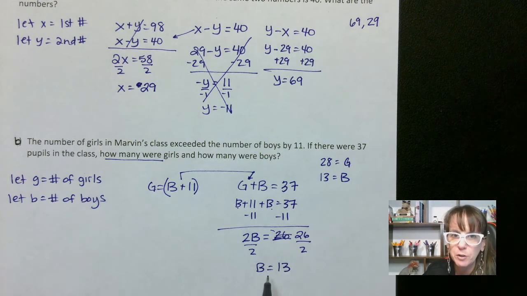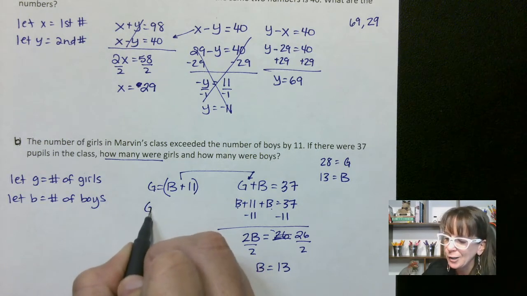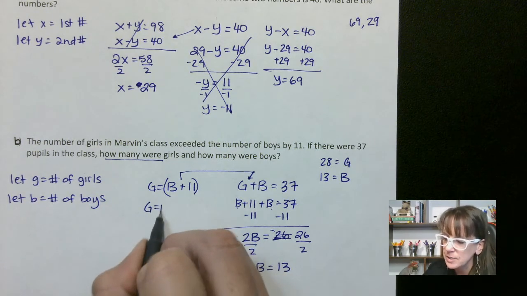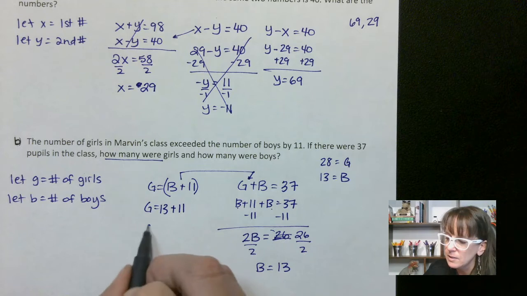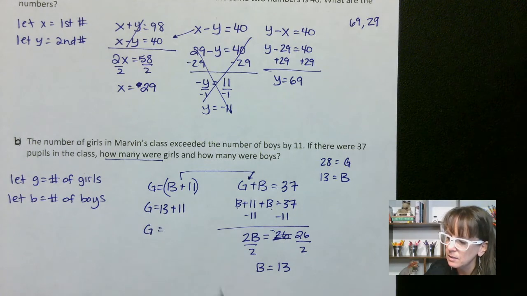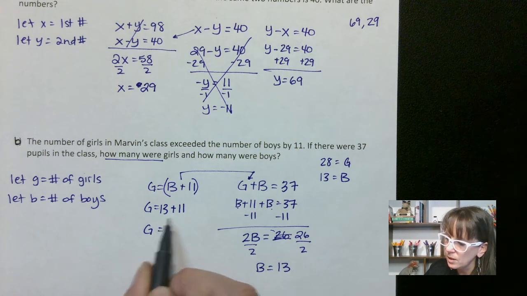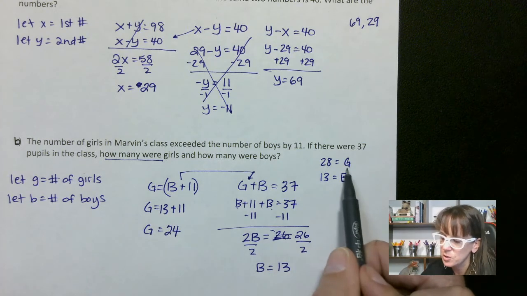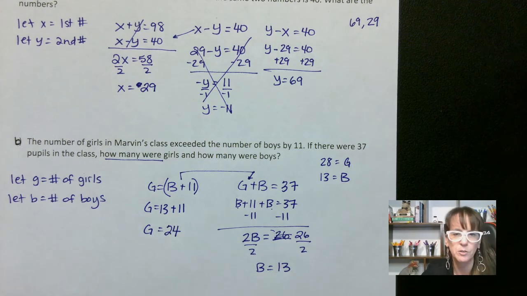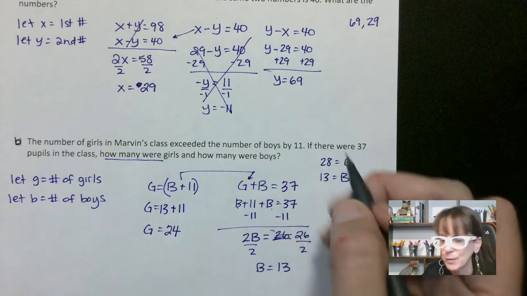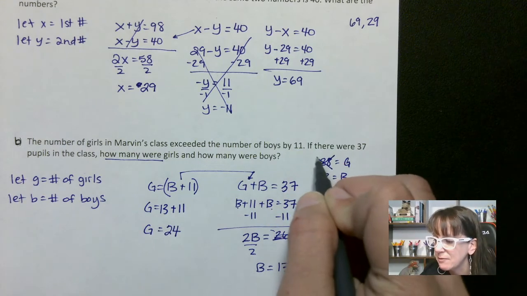So now that we know that we have 13 boys in the class, we come over here and say girls equals the number of boys, which we now know is 13, plus 11. So that is 24. And I said that the answer was 28. I think I just wrote it down wrong. So my apologies on that. If you stuck around to watch this, that should be 24.